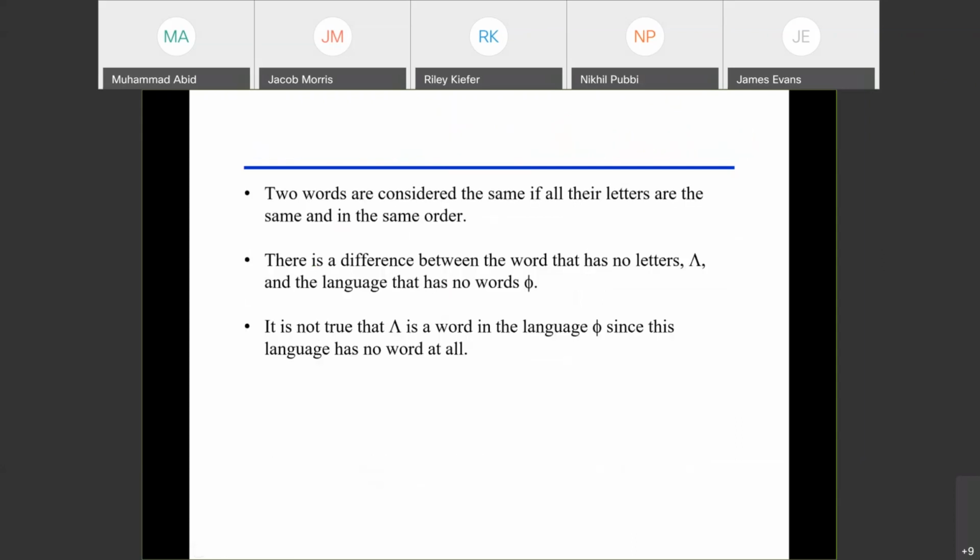Two words are considered the same if all their letters are the same and in the same order. So let's say we have two words, A, B, B and another word A, B, B. They are the same because they are composed of the same number of letters, one, two, three, one, two, three, and the order is also the same. If the order changes or something minor changes, this will not be the same word. There is also a difference between the word that has no letters, lambda, and the language that has no words, phi.